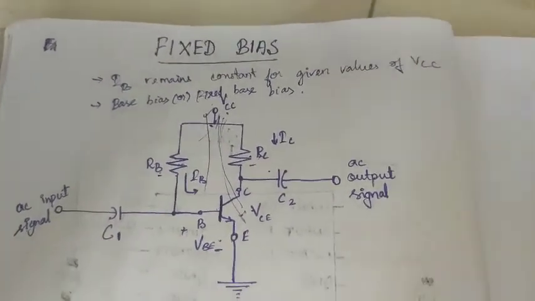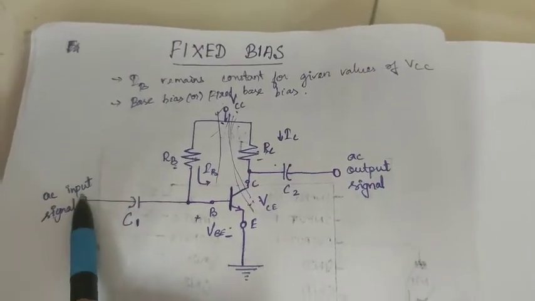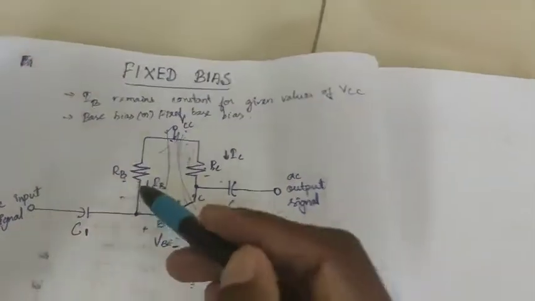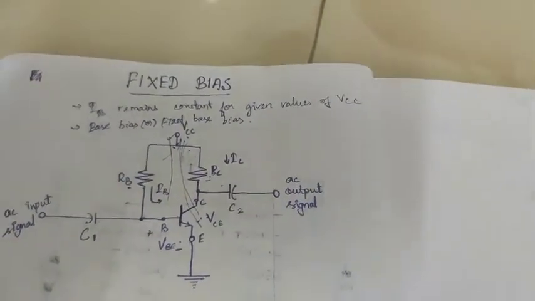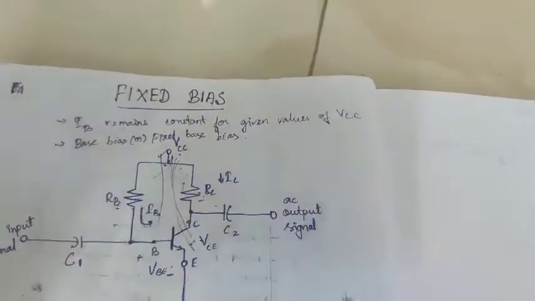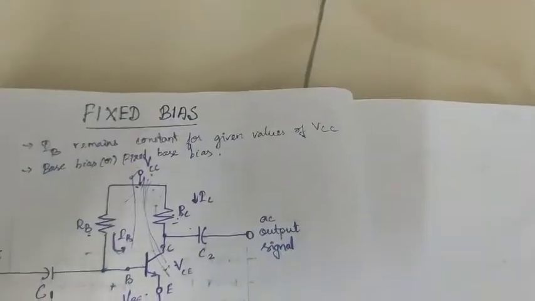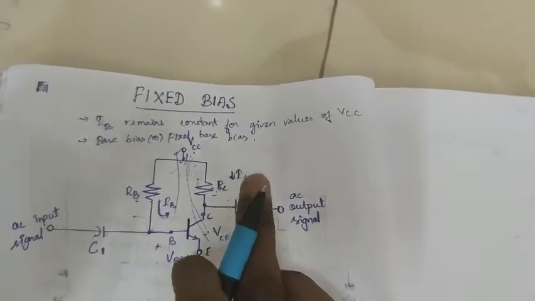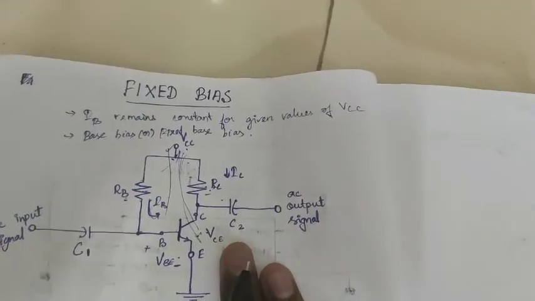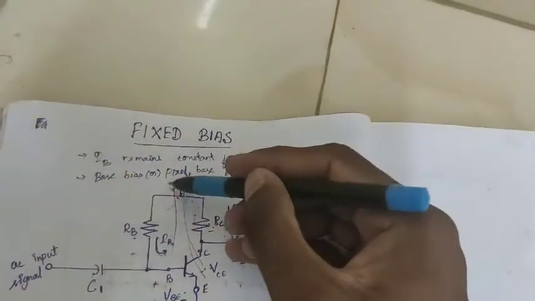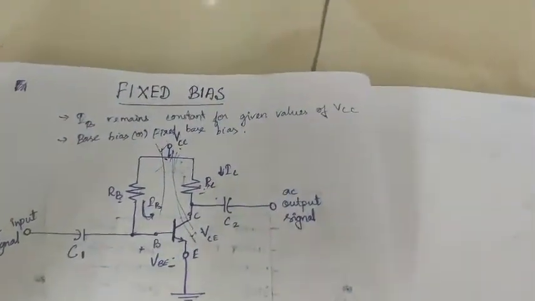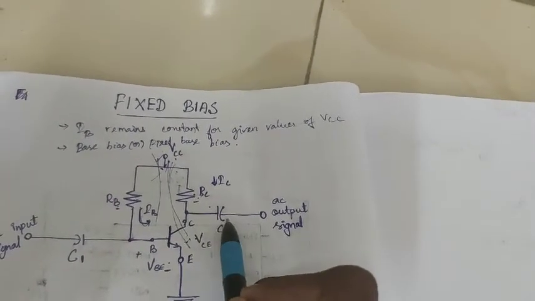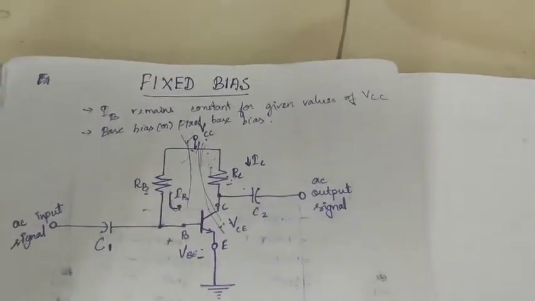And the circuit is as follows: we get an AC input signal and it is connected to a capacitor, and the circuit consists of RB and RC, and each conventional current flows. For example, IB flows here and IC flows here. That is RB. For RB, IB current flows, and for RC, IC current flows. The entire circuit we can divide into two halves, that is base half and emitter half. Across RC I am connecting a capacitor C2 and I am getting the output signal.